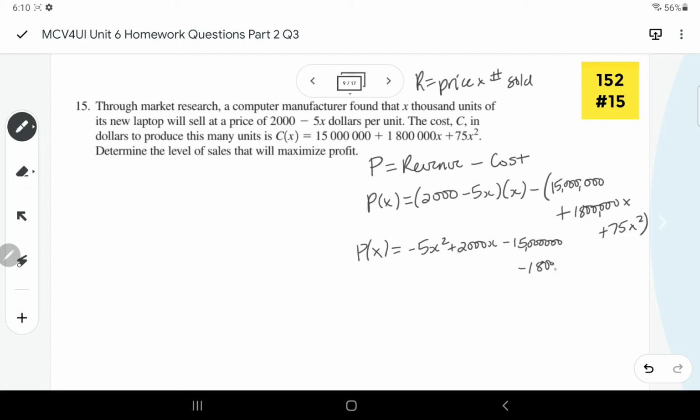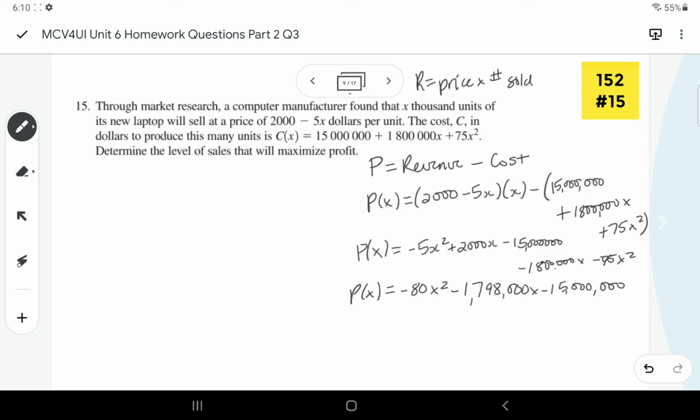Minus 1,800,000x minus 75x squared, and then that would be negative 80x squared minus, I don't want to miss my number of zeros here, so I'd have 1,798,000x minus 15 million. And that 15 million is just going to go away because we're going to take the derivative here.